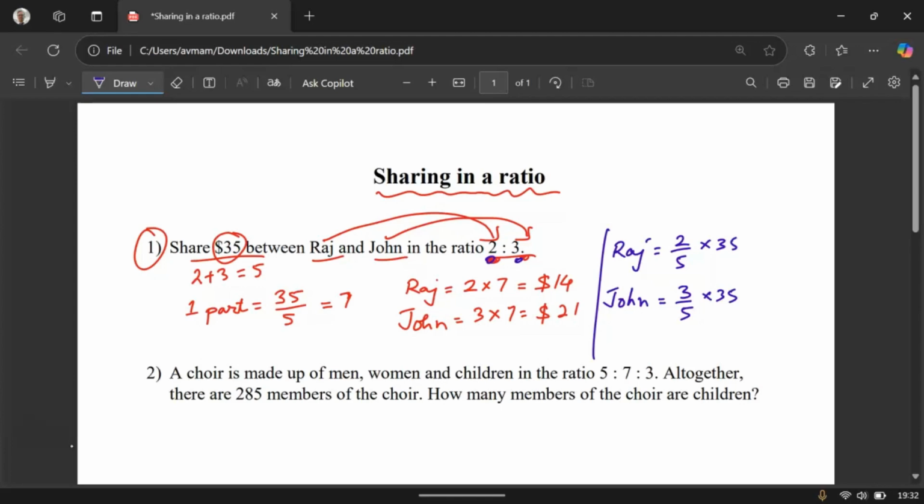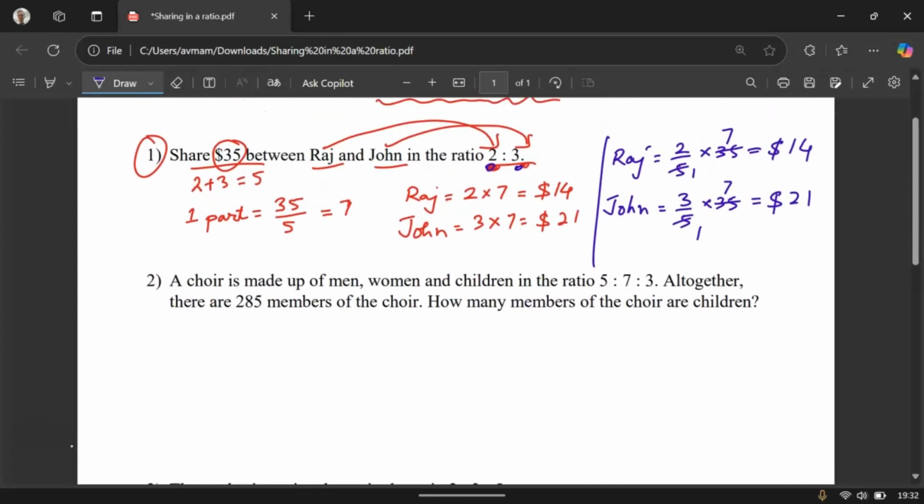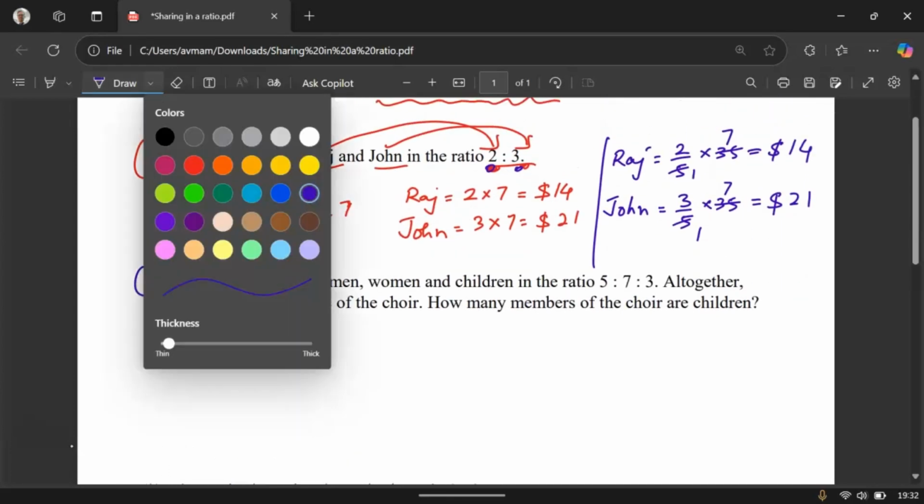Okay, so we can simplify. 5 times 1 is 5, 5 times 7 is 35. That gives you 2 times 7 is 14, and then 5 times 1 is 5, 5 times 7 is 35, and 3 times 7 is 21. Alright, let's go to question number 2.